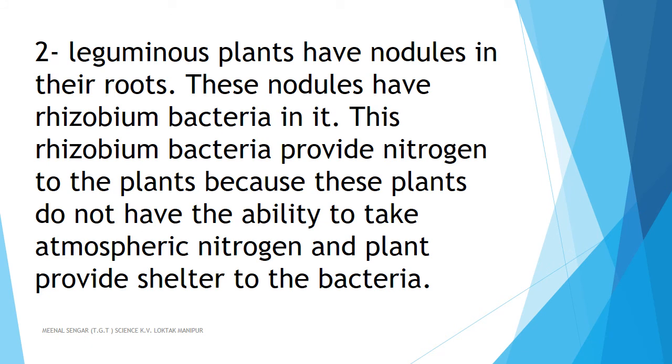There are some plants also, that is leguminous plants. Leguminous plants are those plants, for example peas, beans, etc. Leguminous plants have nodules in their roots. Nodules means small ball-like structures, swollen structures होते हैं उनके roots में. These nodules have rhizobium bacteria in them. This rhizobium bacteria provide nitrogen to the plant, because these plants do not have the ability to take atmospheric nitrogen, and plants provide shelter to that bacteria.